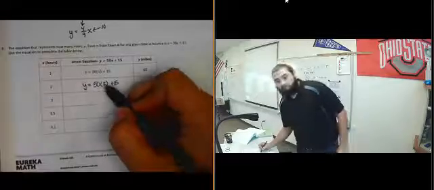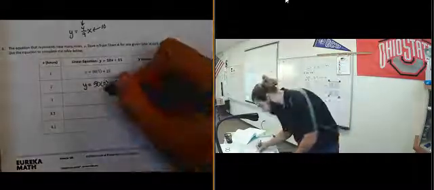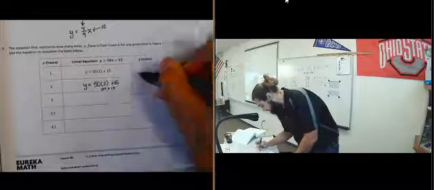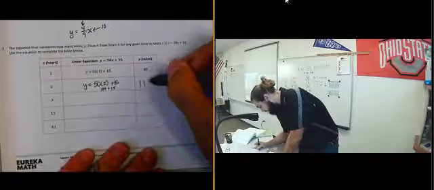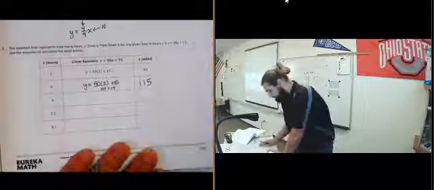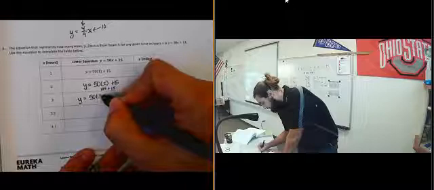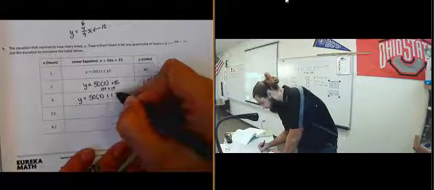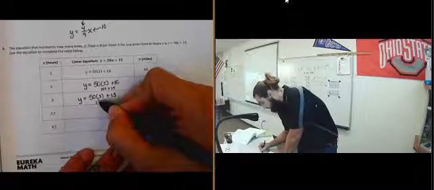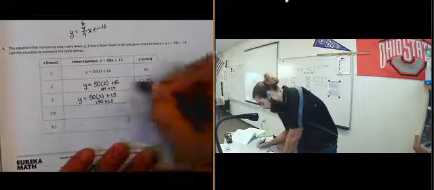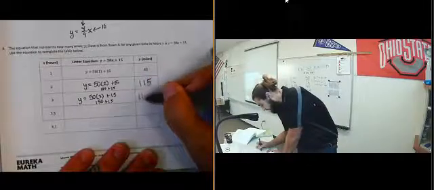So 50 times 2, that's 100. 100 plus 15, so that means y equals 115. Same thing for question number 3. y equals 50 times 3 plus 15. 50 times 3 is 150, plus 15. So then y is equal to 165.